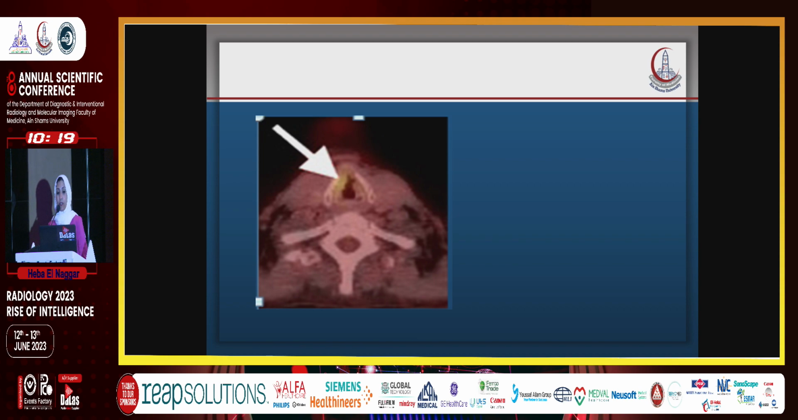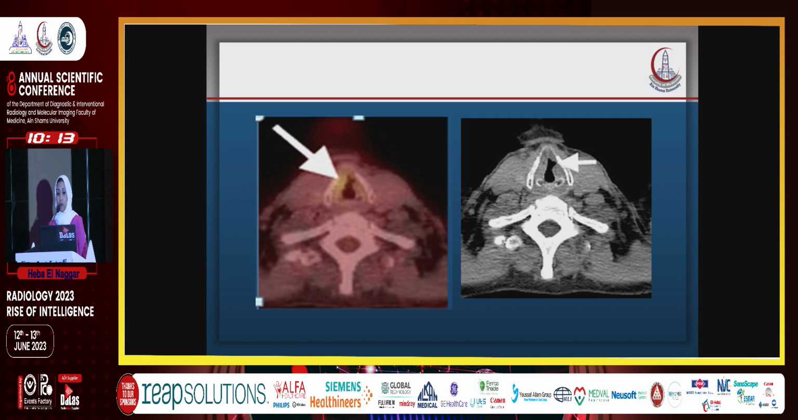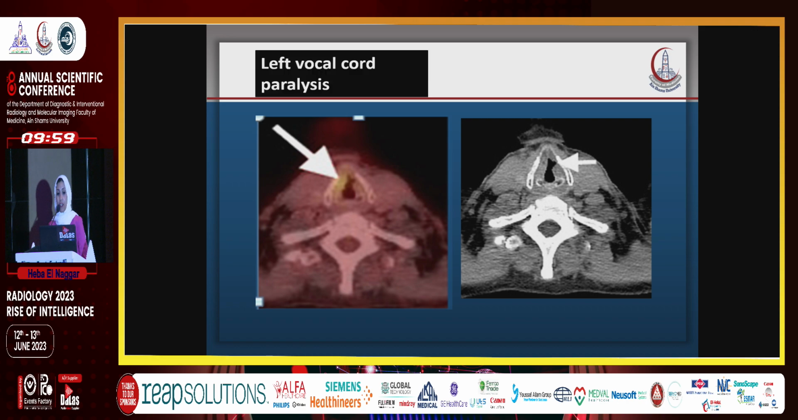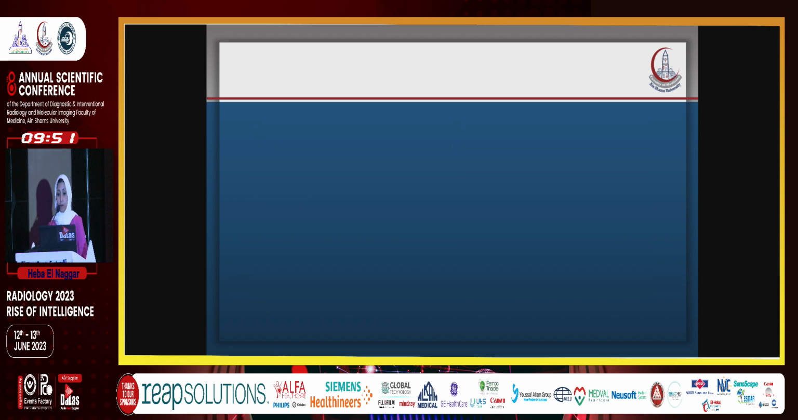The first thing you look at is that there is increased FDG uptake at the right vocal cord, but when you look carefully at the CT, you will find that there is a slight medial deviation of the left vocal cord and widening of the laryngeal ventricle. And here the pathology is not on the right vocal cord, the pathology is on the left side. There is left vocal cord paralysis secondary to invasion of the recurrent laryngeal nerve by the chest tumor.